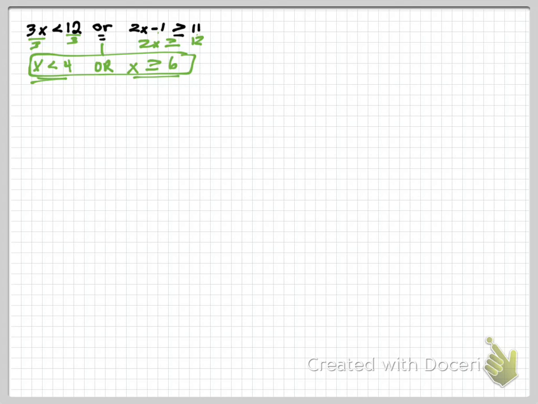So I'm going to graph. Here's 4, call that 5, call that 6. So it could be any of those numbers or any of these numbers. So generally speaking, if it's an or, the arrows point in opposite directions. If it's an and, the arrows point in the same directions. And that's a look at compound inequalities.